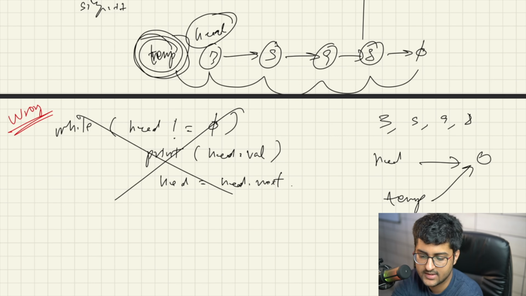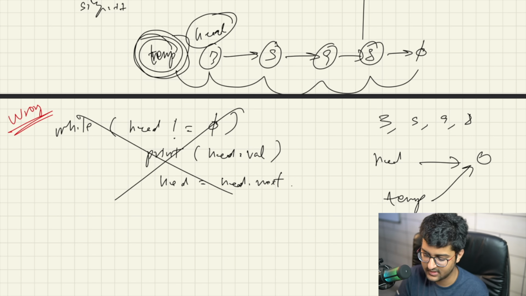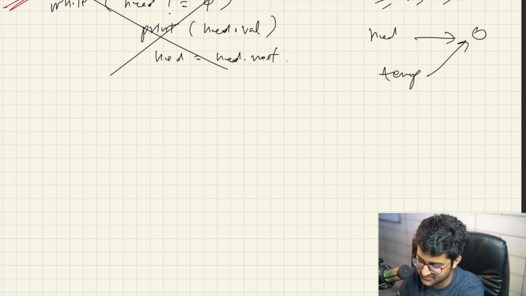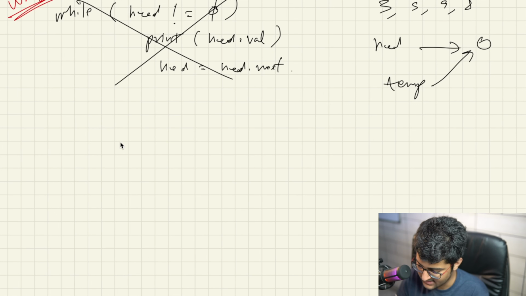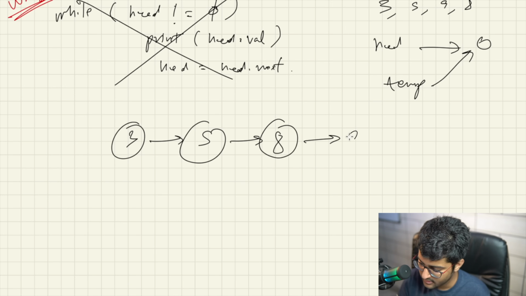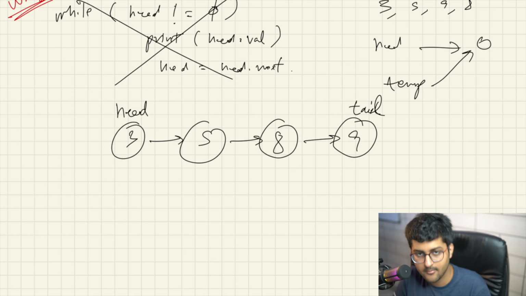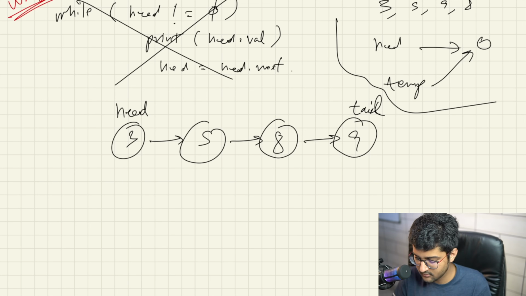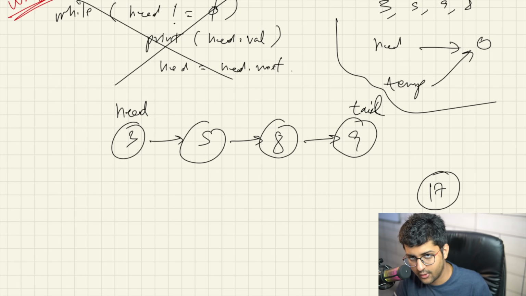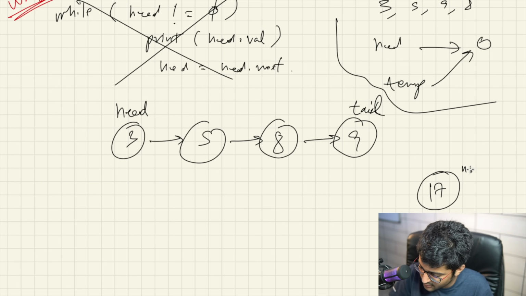Now let's look at one more example, which is sort of opposite to this. This basically means, what if you want to insert the element at the last point? So you have a list like this: 3, 5, 8, 9 or whatever. This is the head. This is the tail. All right. Cool. So now you want to insert a new item, 17 or whatever. First, you would have to create it. So node is equal to new node 17. So this is a node.